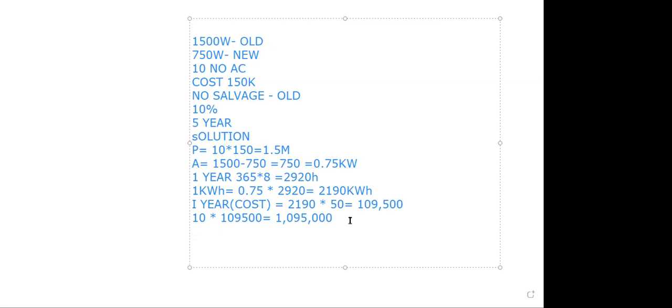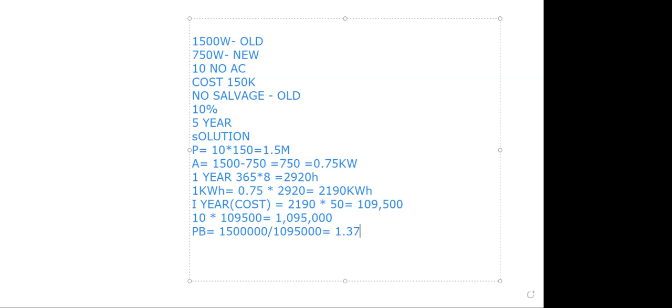So it means the payback period will now be what? We say cost of investment, I should be doing this in Excel next time, divided by the annual savings. So 1.5 million divided by 1095 is the payback period, which is 1.37. Which means within 2 years, I've recovered the money.